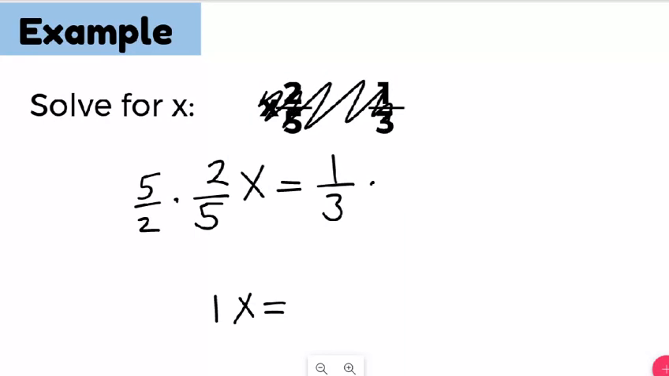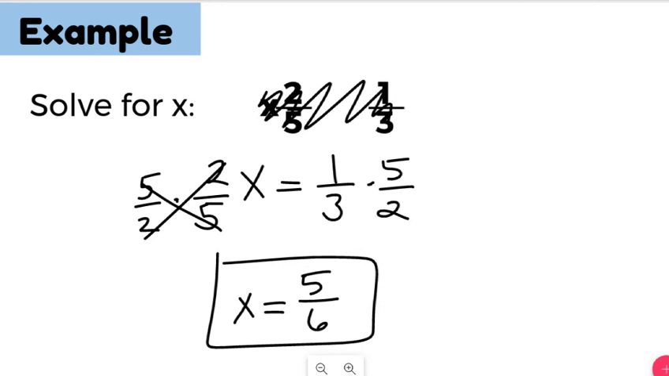So even though I have 1/3 on the right-hand side, I'm still going to complete my process like normal. Nothing different happens because I have a third instead of a whole number. On the left-hand side, my 5s and 2s cancel. On the right-hand side, I just multiply across. Multiply across, multiply across. Did you get it? And I end up with 1x, or x, equals 5/6.